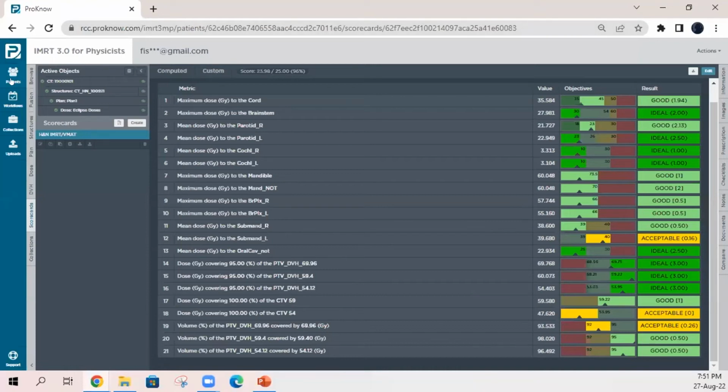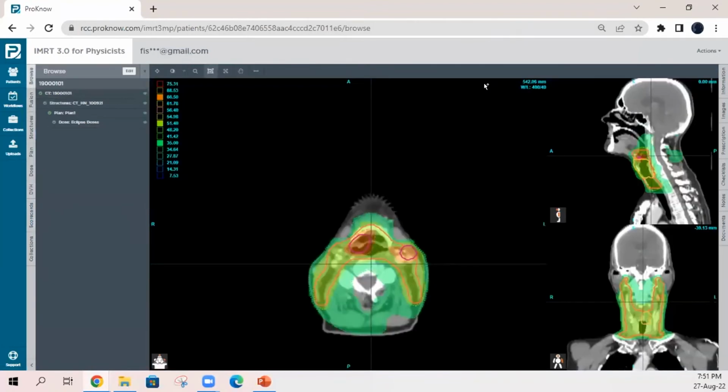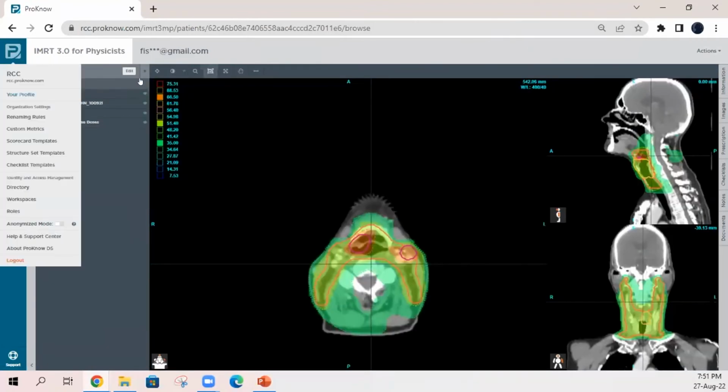I'll show you one of the plans that was really a catastrophic plan, let's say, which scored minus 8.5 out of 25. So let me try to find it.